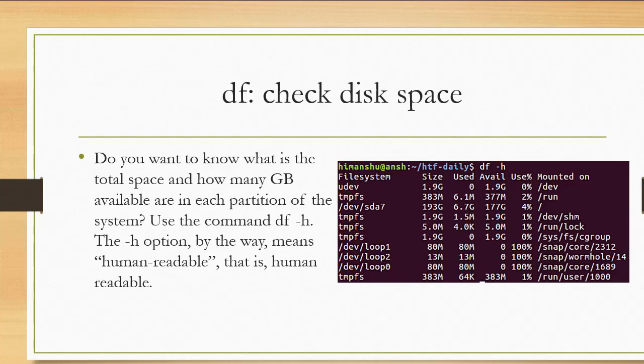Then we have df, to check disk space. Do you want to know what is the total space and how many gigabytes are available in each partition of the system? Use the command df -h. The h option, by the way, means human readable. If you do not use the h option, the information will only be in bytes and other information that you are not going to understand.